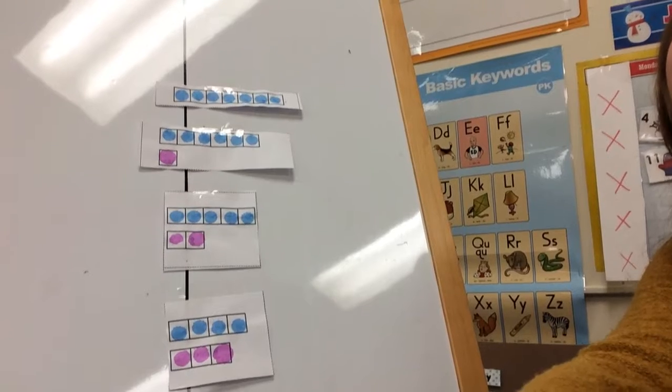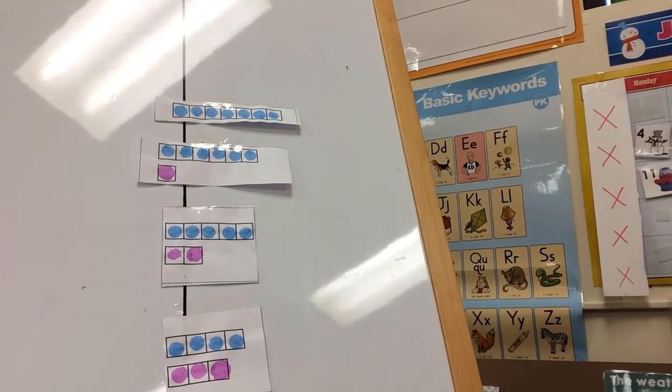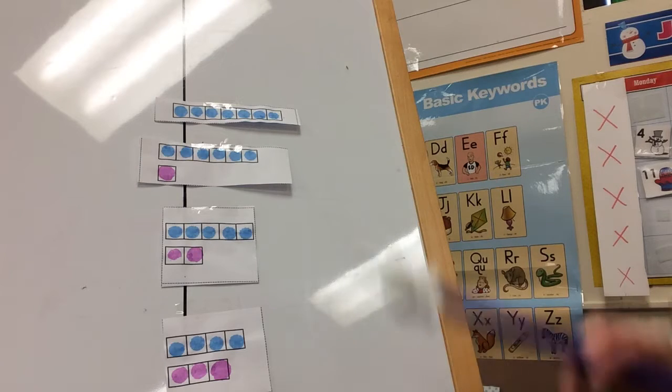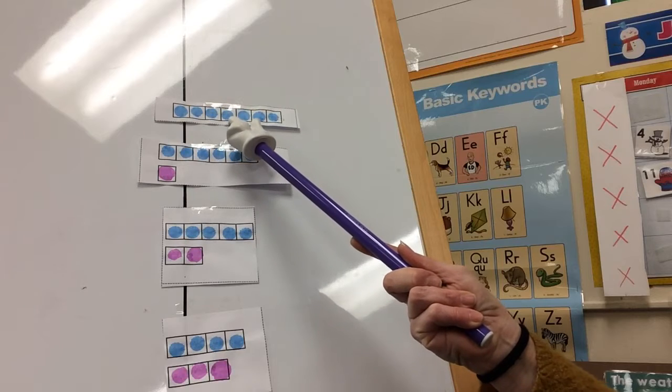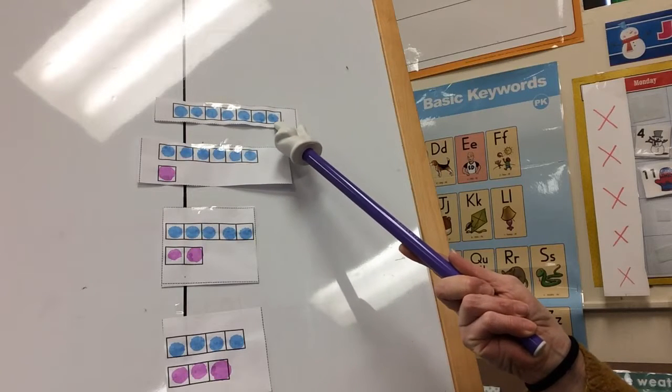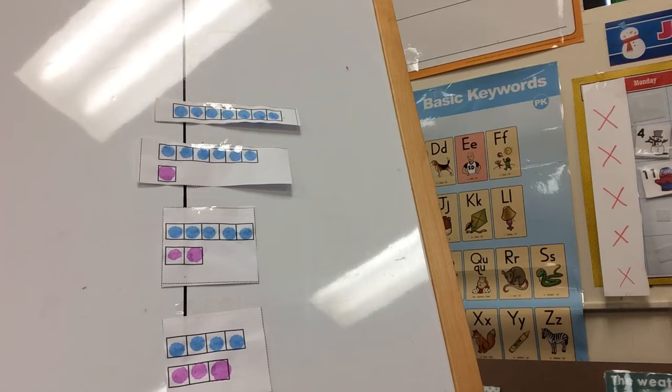All right, so these are our groupings that I sent home today. So let's count how many are in each group. Ready? 1, 2, 3, 4, 5, 6, 7. This group has 7.